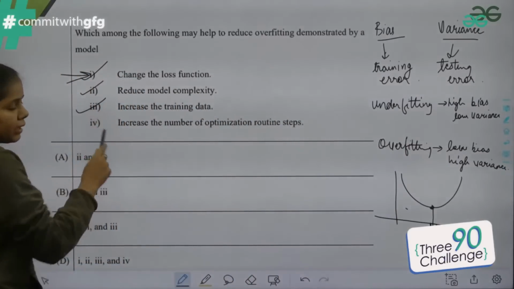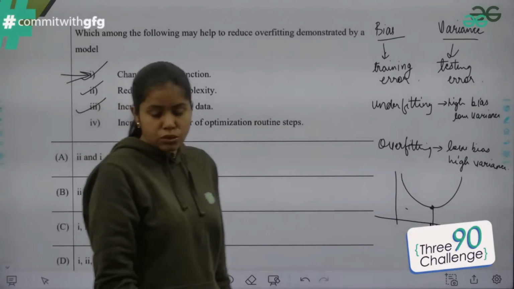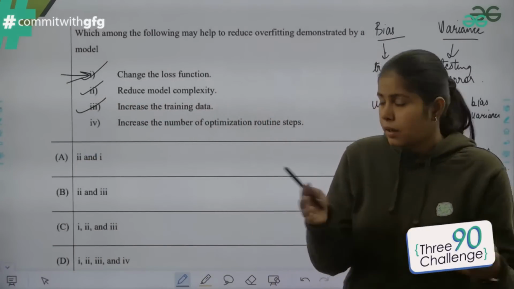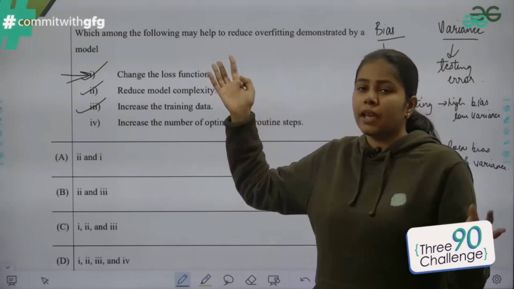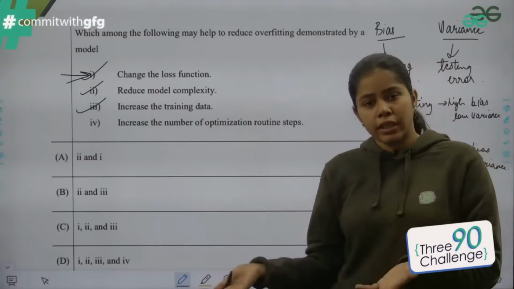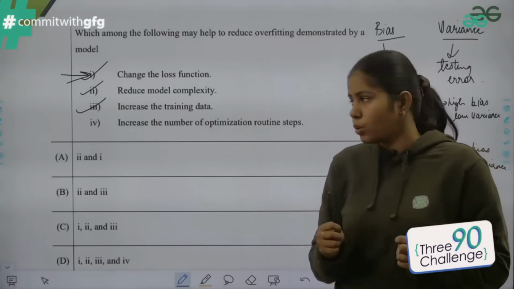And increase the training data. Obviously, increasing the training data reduces overfitting, right? If I increase my training data, then I have so much data to train. My model would work well, and it would reduce overfitting.